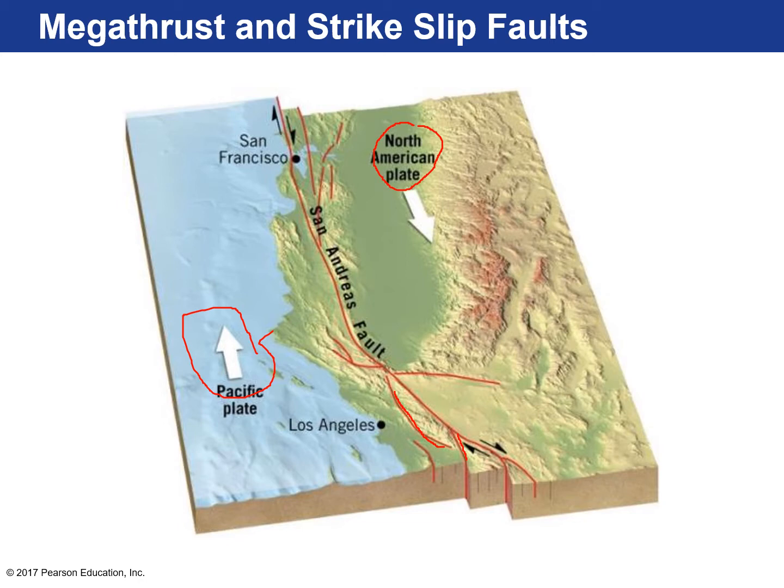So major earthquakes can occur along the San Andreas Fault. There was a major one in San Francisco in 1906. In the late 80s, there was one closer to the San Andreas Fault over here. So this is a continual process.